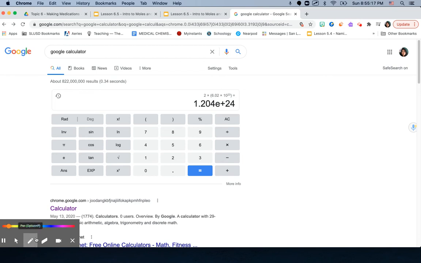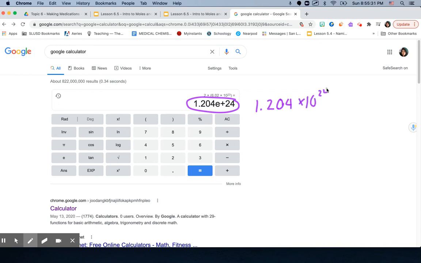So let's translate that a little bit. This number basically means 1.204 times 10 to the power of 24. The e plus, this part, is just the times 10, and 24, my exponent, is this one here.